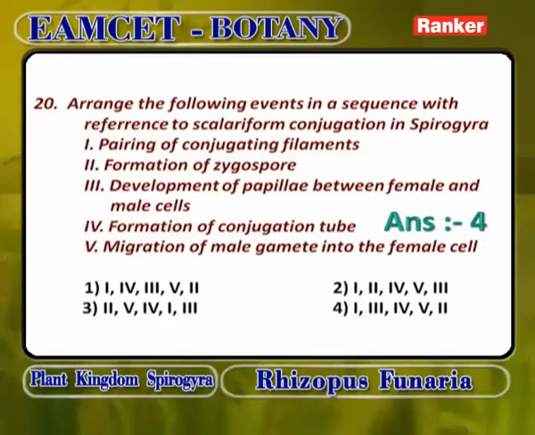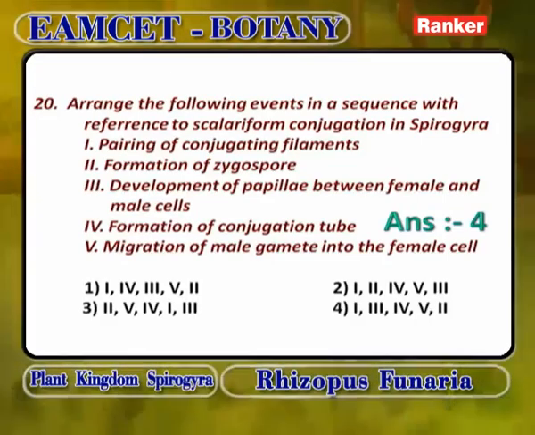So, what is the correct sequence? First, pairing of conjugating filaments. Next, development of papillae between male and female cells. Then, formation of conjugation tube. Then, migration of male gamete into female cell. Finally, formation of zygospore. So, the correct sequence is 1, 3, 4, 5, 2.